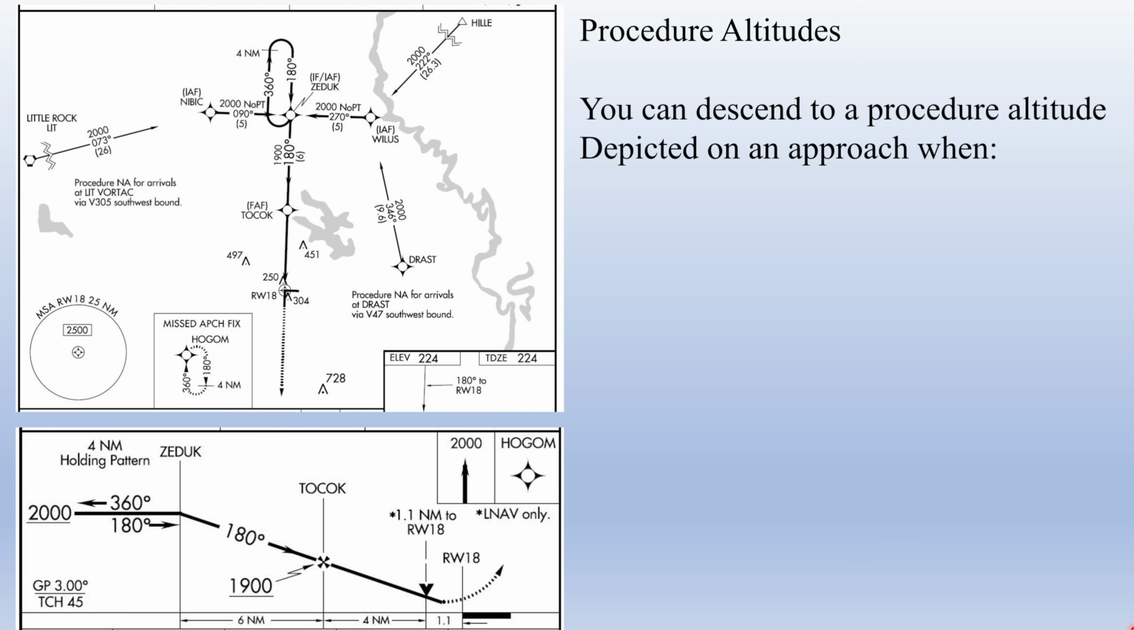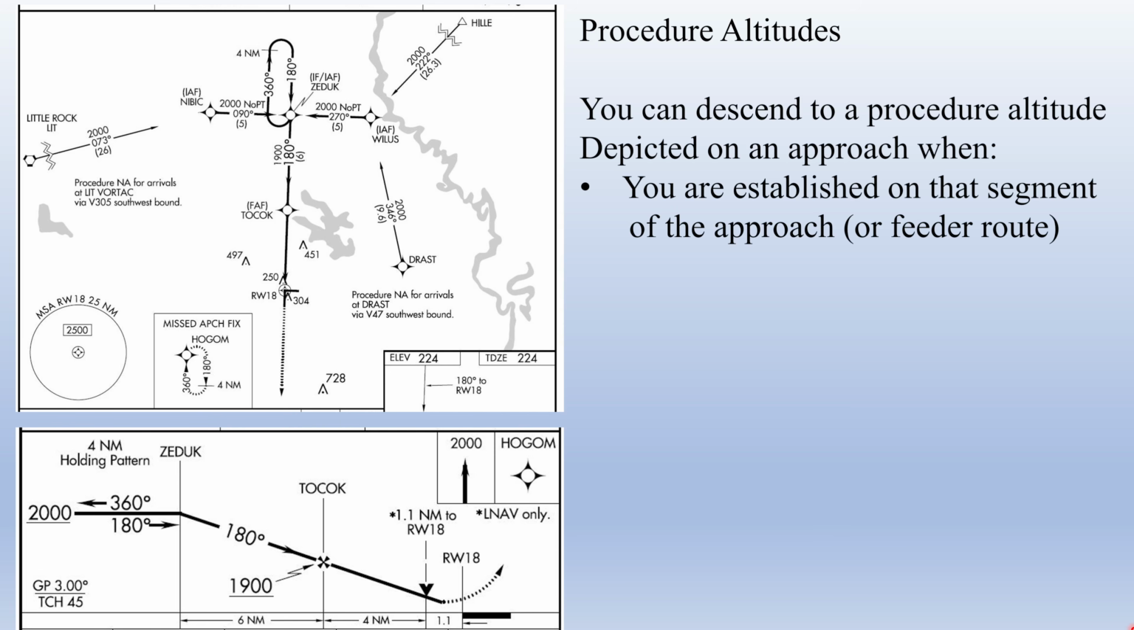As far as the rest of the altitudes on the approach are concerned, the altitudes depicted on each segment and feeder route of the approach on both the plan view and the profile view are referred to as procedure altitudes. You can descend to a procedure altitude depicted on an approach when you're established on that segment of the approach or that feeder route and you have been cleared for the approach.